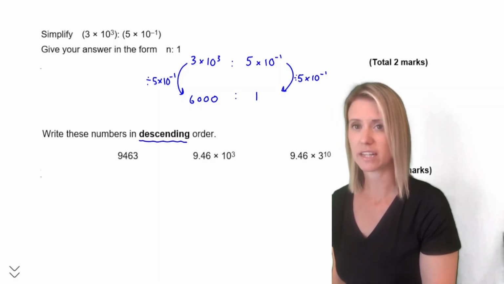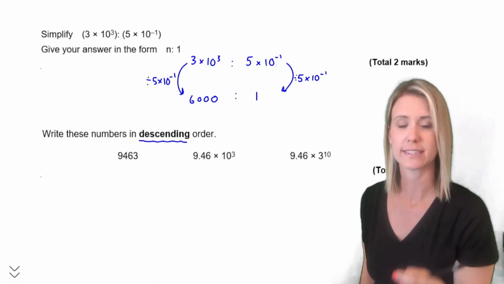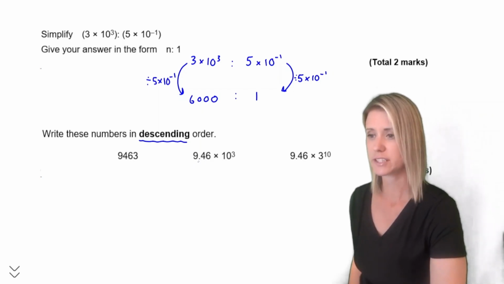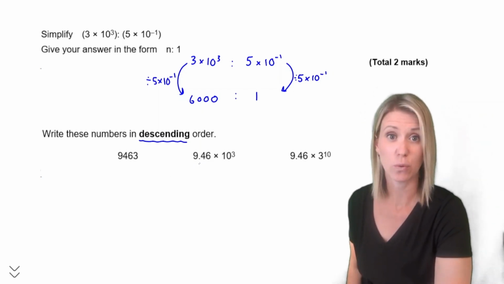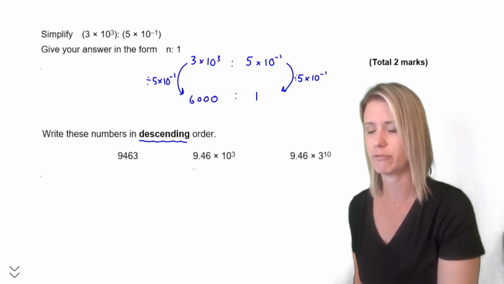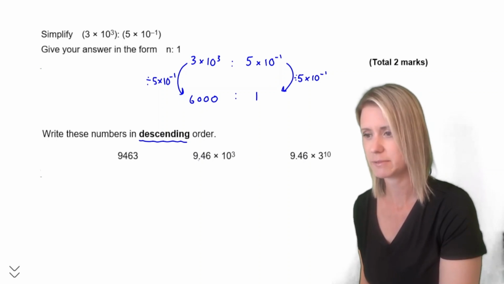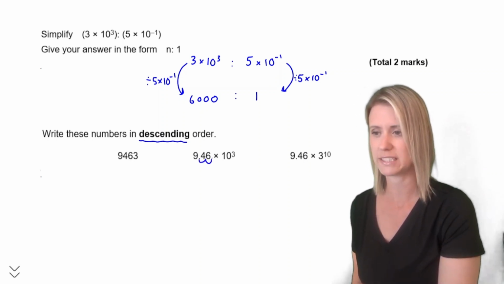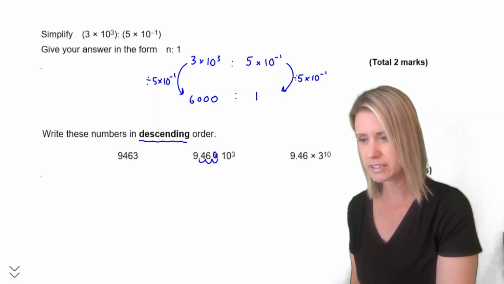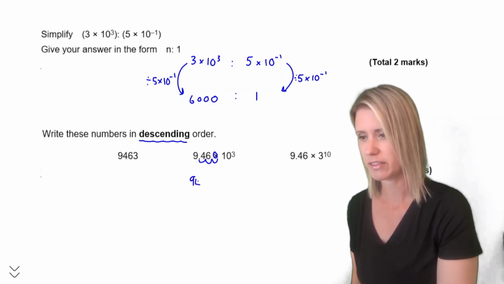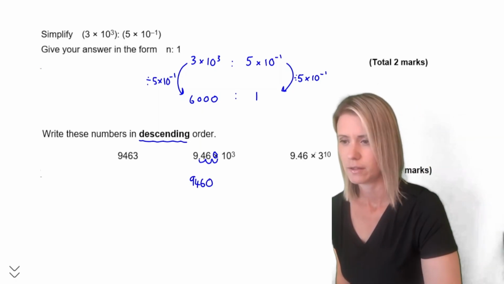Right, write these numbers in descending order. Descending means you're starting at the biggest and you're going smaller. So I would convert them all into ordinary form to start with. So 9.46 times 10 cubed, so times 10 would be 94.6, times 10 squared, 946. So we're going to have to put another 0 on there, and it's going to be 9,460.